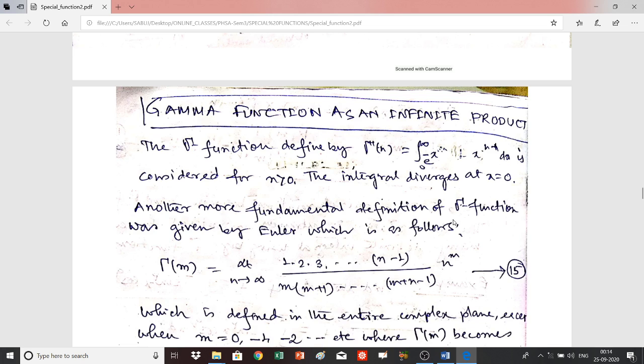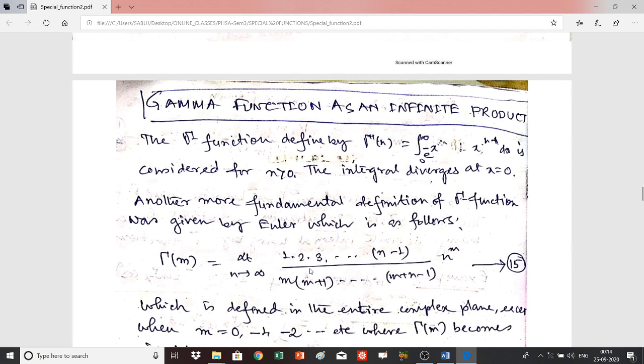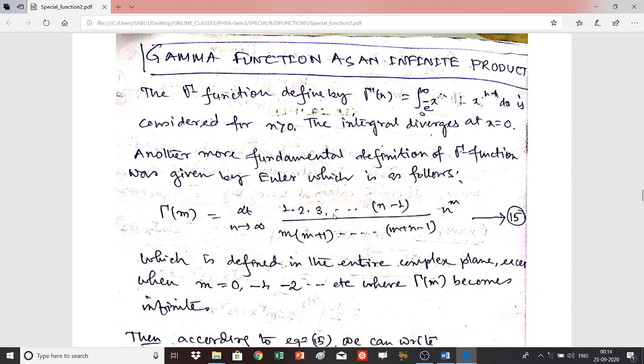Another more important fundamental definition of the gamma function was given by Euler. Euler has given another definition: gamma m is equal to limit n tends to infinity of 1 into 2 into 3, in this way, n minus 1, divided by m into (m plus 1), in this way up to (m plus n minus 1), times n to the power m. This is equation 15. This is the definition of the gamma function of m given by Euler. It can be defined in the entire complex plane except when m is equal to 0 or negative values, where gamma m becomes infinity.